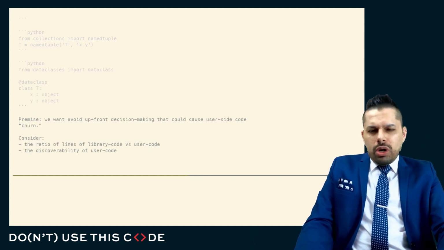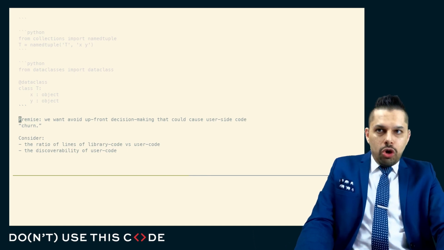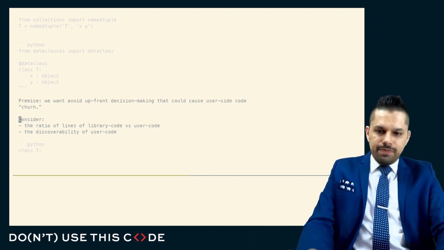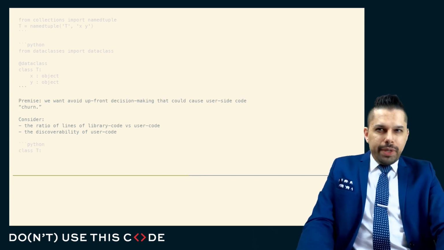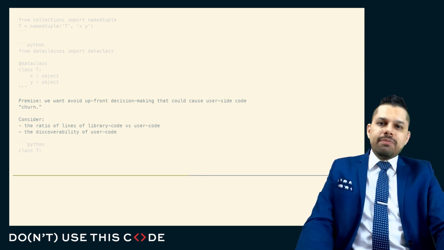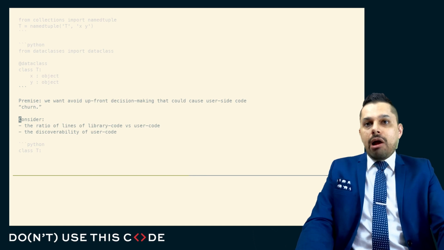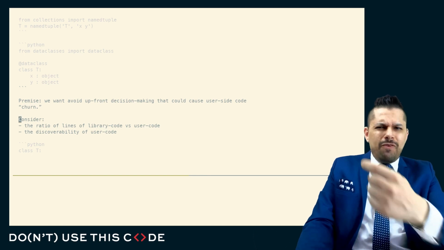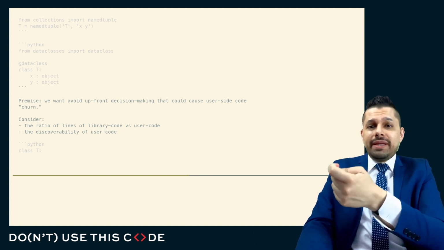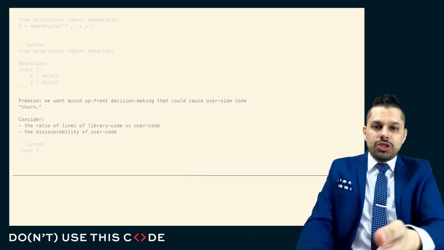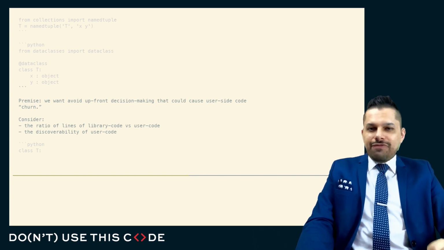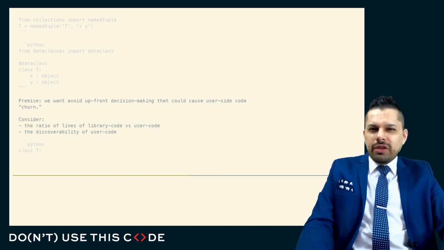Here's another premise. We want to avoid upfront decision-making that could cause churn at the user side. There are a couple of considerations associated with this. One is that oftentimes we're writing libraries. But why? Typically, we see some use case that is common enough in our user code, in the application code, in the script code. These are all synonyms for the same thing. And we say, for one line of code that I write in a library, I could eliminate 10 lines of code in my scripts, in my applications, 10 lines of code for the users of my library. And if that ratio isn't about 1 to 10, maybe it wasn't that valuable for us to write the library in the first place.